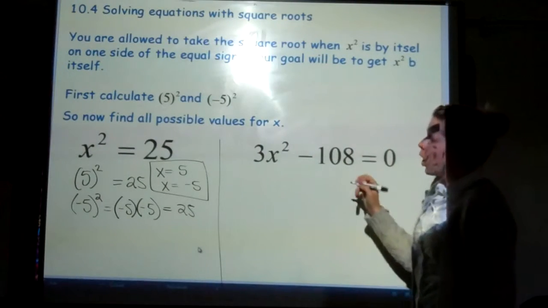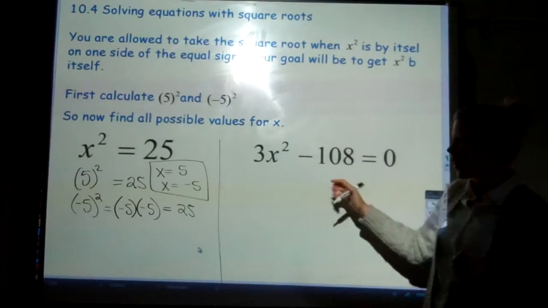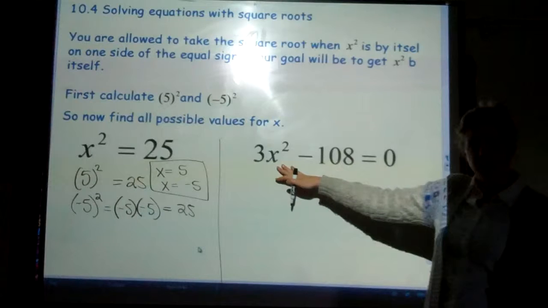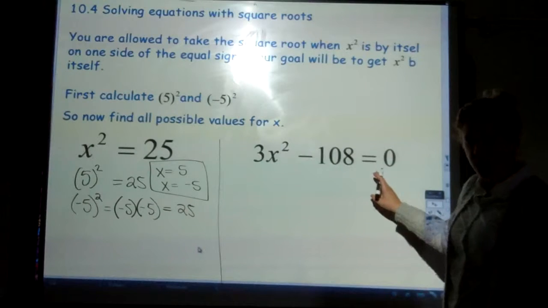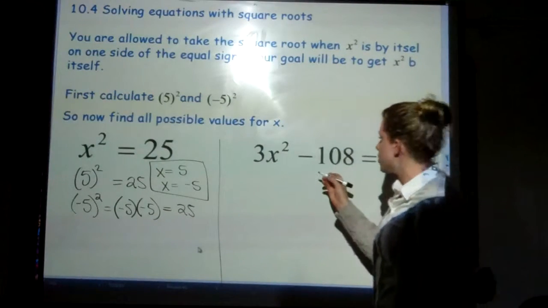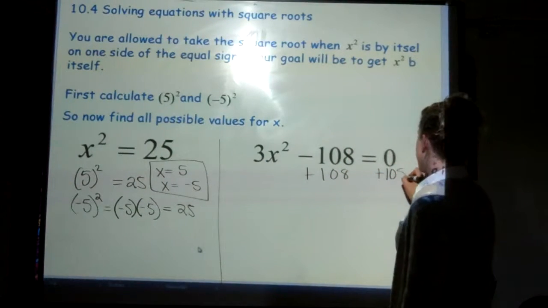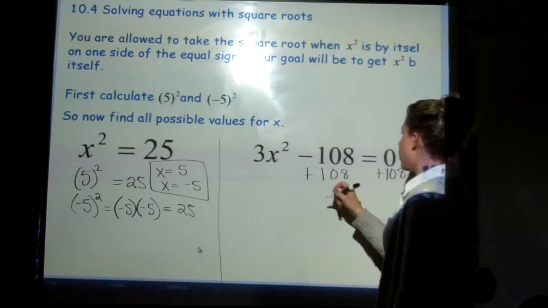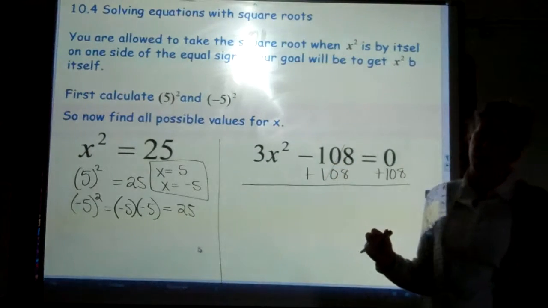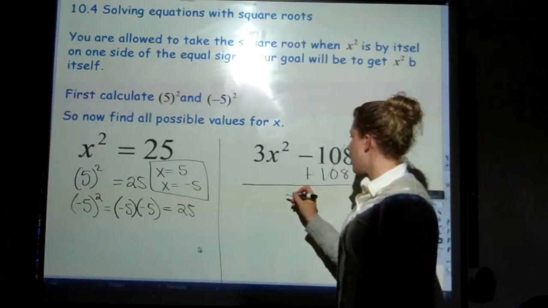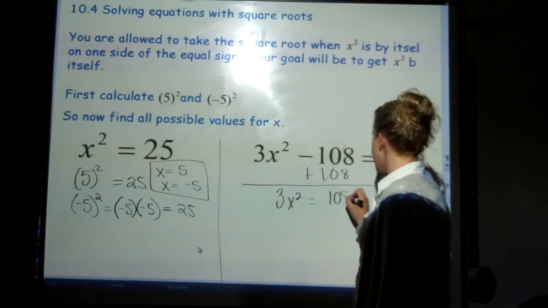In this example here, we don't have just the x squared by itself. So our goal here is to isolate the x squared, so we get the x squared by itself, and then at the end we can take the square root. So this we solve just like a regular equation. The first step would be to add 108 to both sides of the equal sign. Negative 108 plus positive 108, those equal 0. Essentially, because they equal 0, they cancel out, just like we did at the very beginning of Algebra I. So the next line of our equation is 3x squared equals 108.